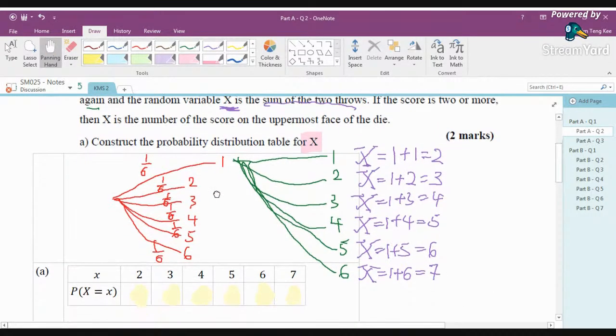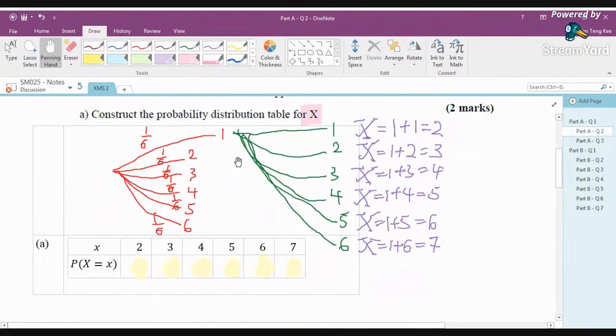This is what happens if I get the score 1 and I need to throw one more time. The outcome of X will be the sum of these two, the one in red and the number in green here. Whereas if the outcome is not 1, that is 2, 3, 4, 5, 6, the outcome will just be the number that you see. If you throw and get 2, X equals 2, X equals 3, X equals 4, X equals 5, X equals 6.